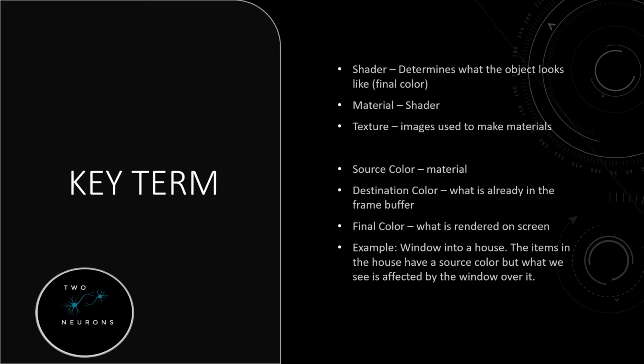A way to think about this is if we are looking through a window into a house. The window is the destination color. The items in the house have their own source color. The couch has a particular color, the chairs have a particular color, the carpet has a particular source color, but we're looking at it through a window. So the final color, the combination of window plus the thing we are looking at, will be different than the source colors for each. And we have two other terms that we should explore.